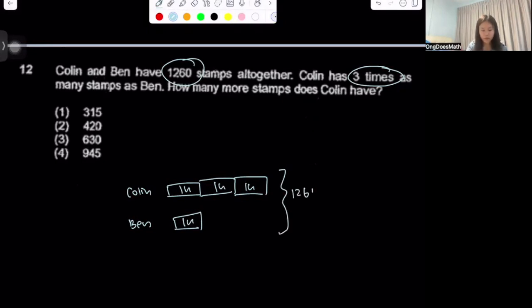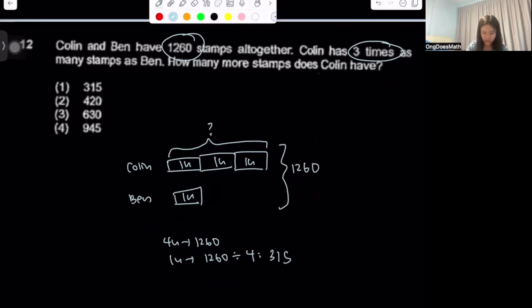So how many units belong to 126 euro? It is 1, 2, 3, 4 units. So 4 units is 126, so 1 unit is just 126 divided by 4. So this should give you 31.5. You want to find out how many stamps Colin had. Hence the question mark belongs to Colin. And Colin has 3 units. So we want to find out what 3 units represents. And that will just be 31.5 times 3. Good. So the answer is 94.5. Hence the answer is option 4.